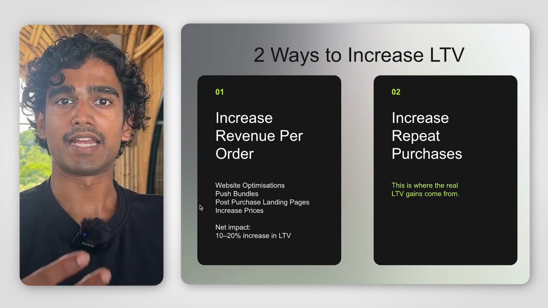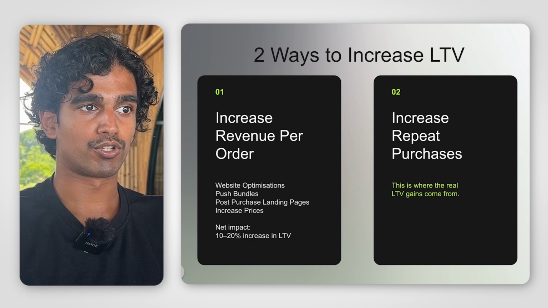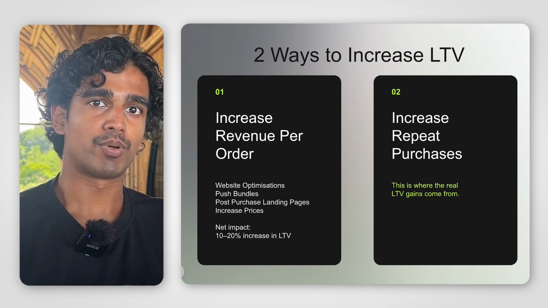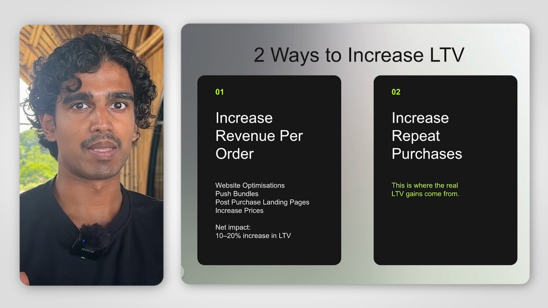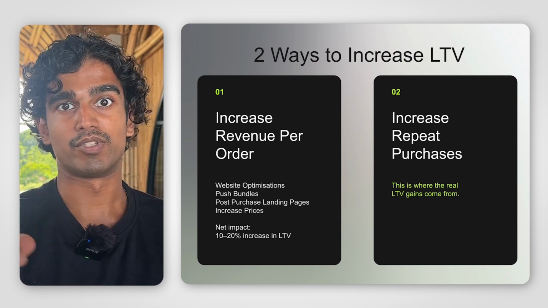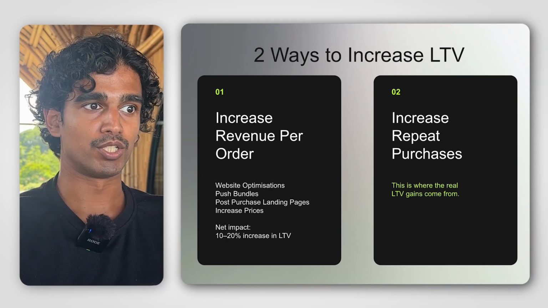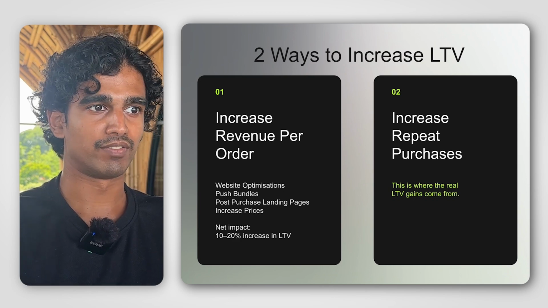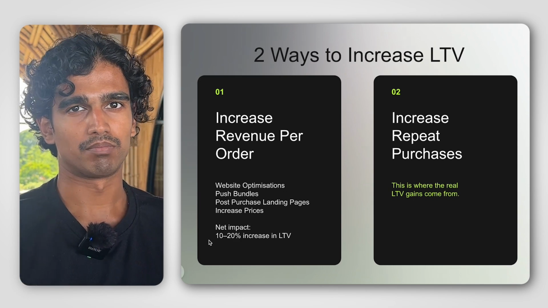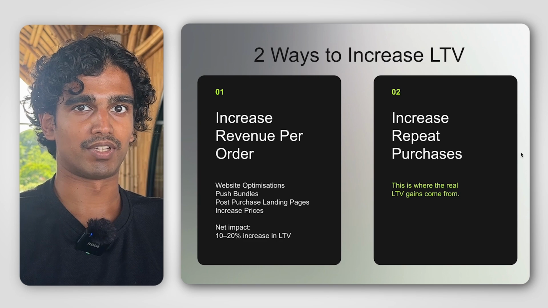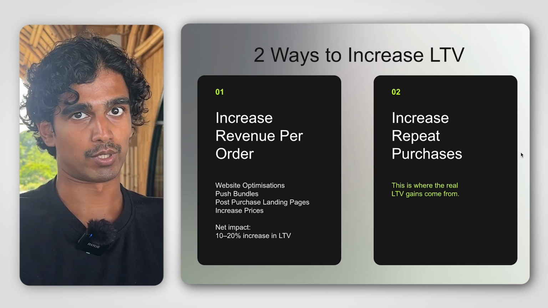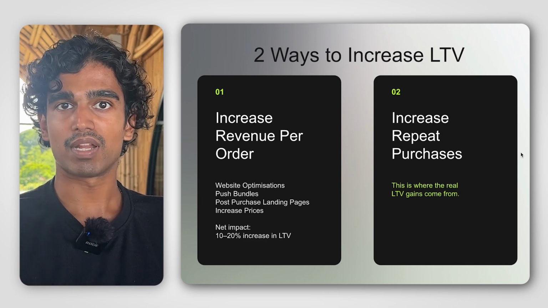This is stuff like in-cart upsells, pushing bundles on your website, having a post-purchase landing page immediately after people buy, where you upsell or cross-sell them different products at an immediate discount. These are all very important things that you need to be doing. However, the net impact on LTV is a 10 to 20% impact. The real gains in lifetime value to help you double or triple your LTV comes from getting repeat purchases.